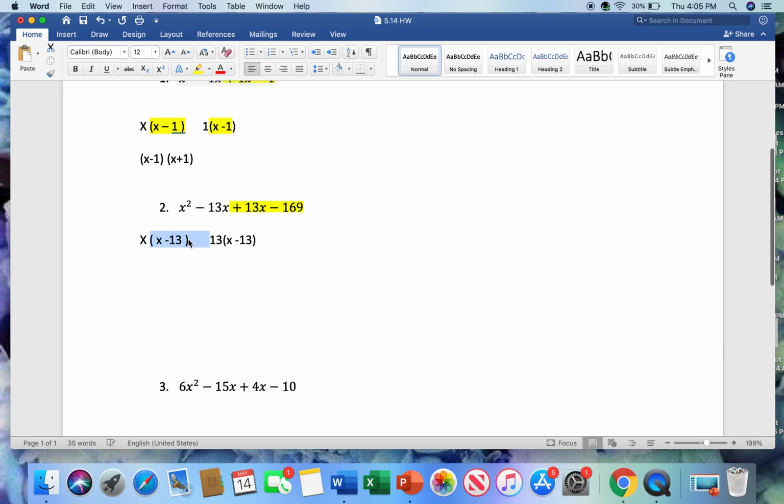Then what do we have? We have our parentheses that are the same. So we're going to take one of those and rewrite it. And then we also have this red x and this 13, so that's going to be our other parenthesis. Since there's no negative sign in front of that 13, it's plus 13.